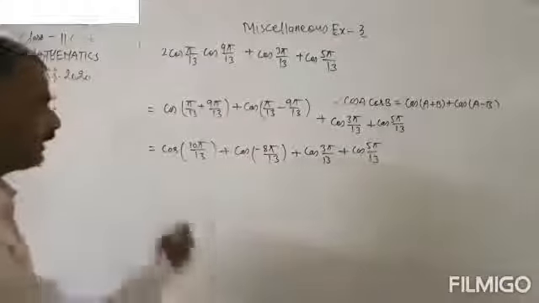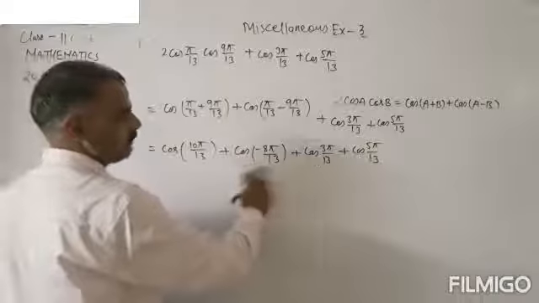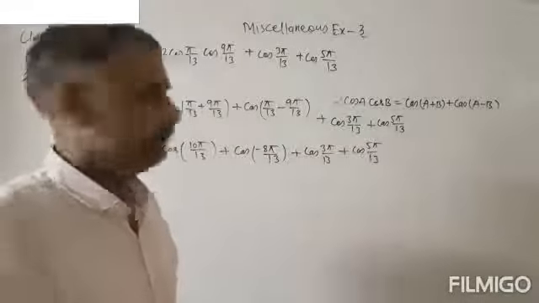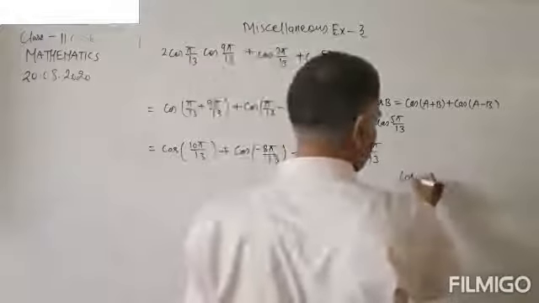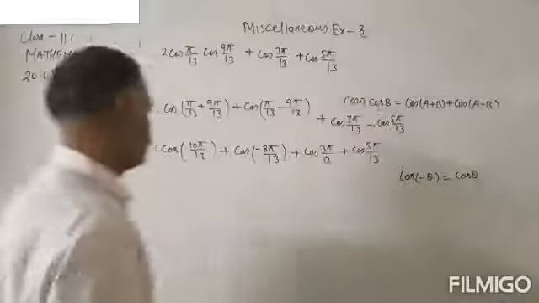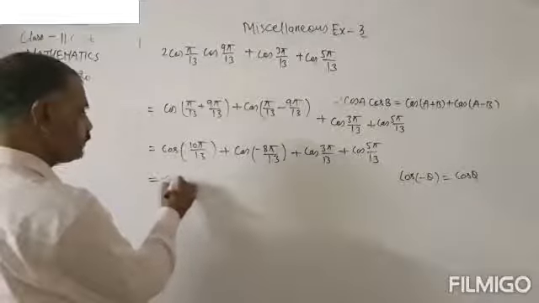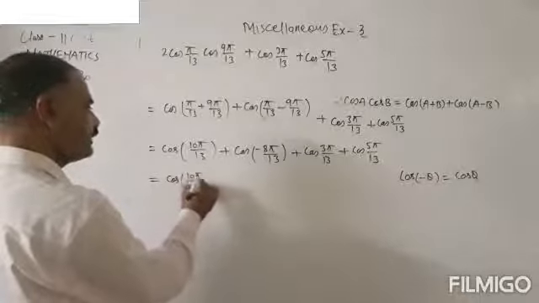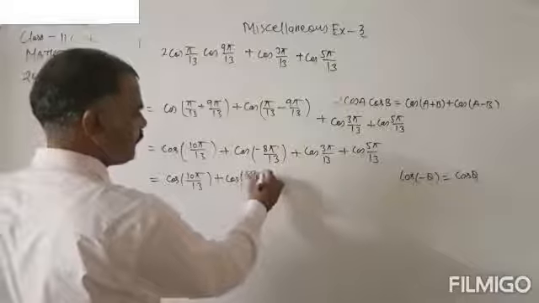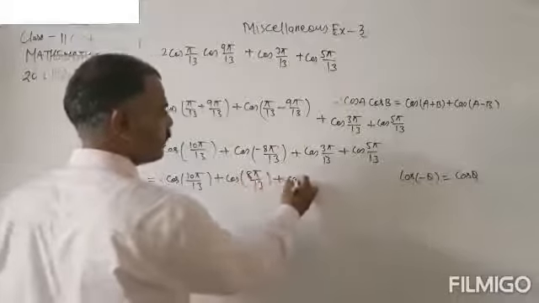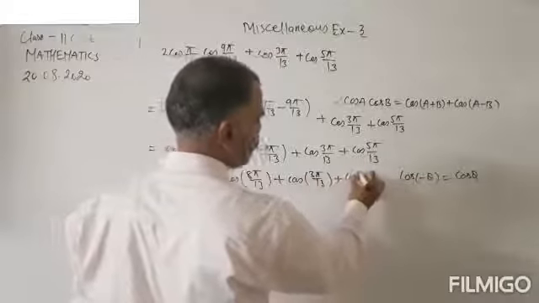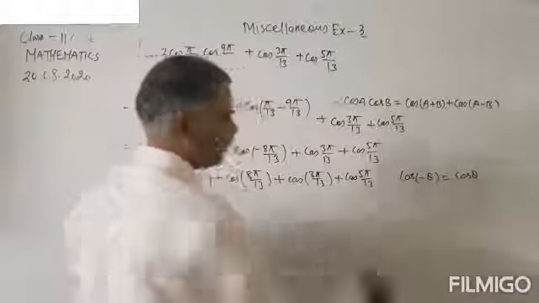Again simplifying, cos minus theta is equal to cos theta. Cos minus theta is equal to plus cos theta. So this is equal to cos of 10 pi by 13 plus cos of 8 pi by 13 plus cos of 3 pi by 13 plus cos of 5 pi by 13.